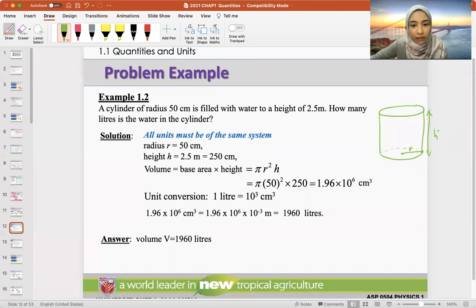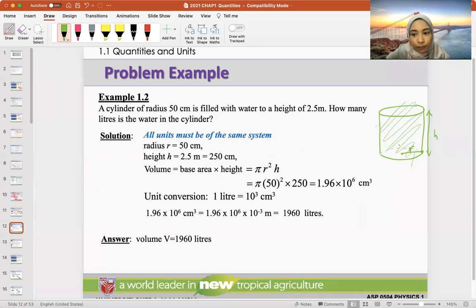To calculate, it's asking how many liters of water is in the cylinder. So they are saying that the cylinder is filled with water, and they are asking for the liters of water in the cylinder. So it's asking for the volume. How do we calculate the volume of a cylinder? The volume of a cylinder is calculated by the base area times height.